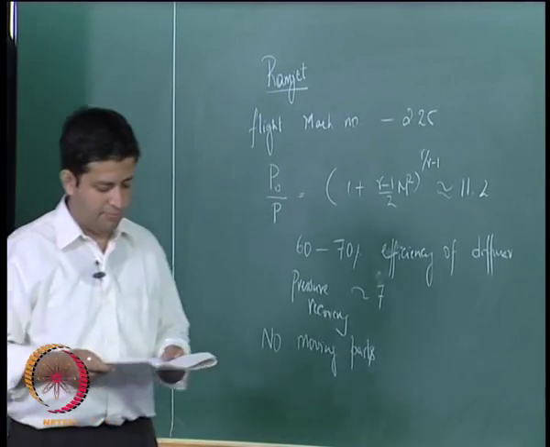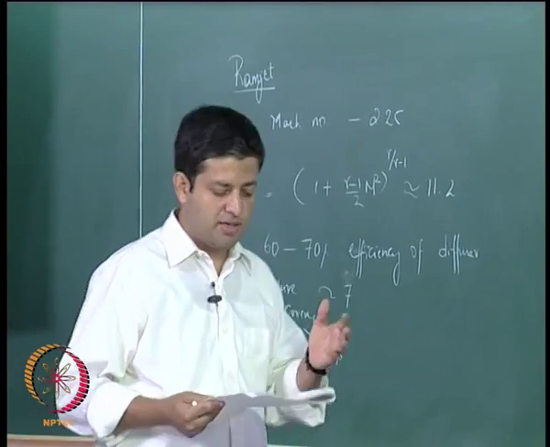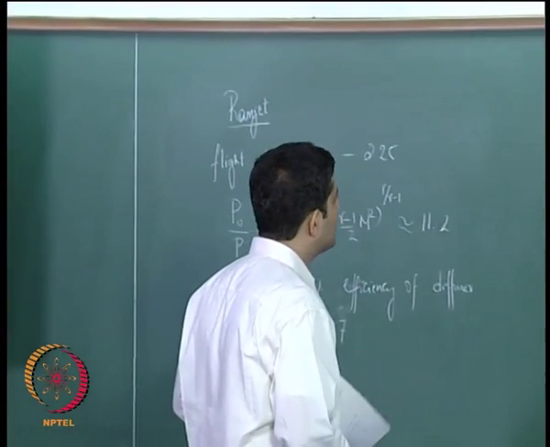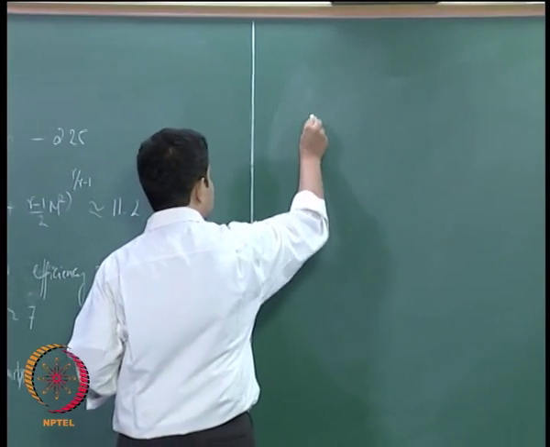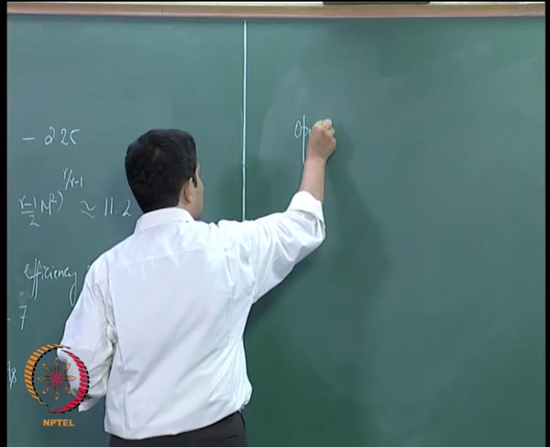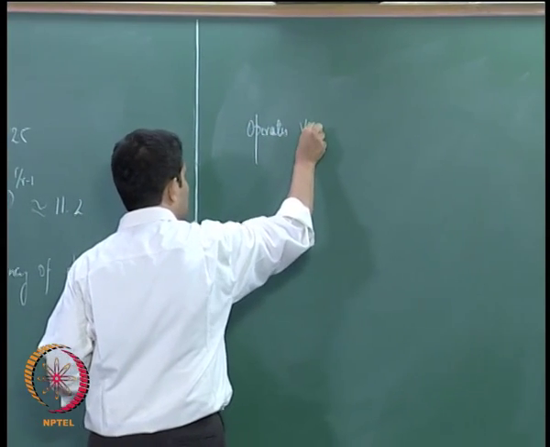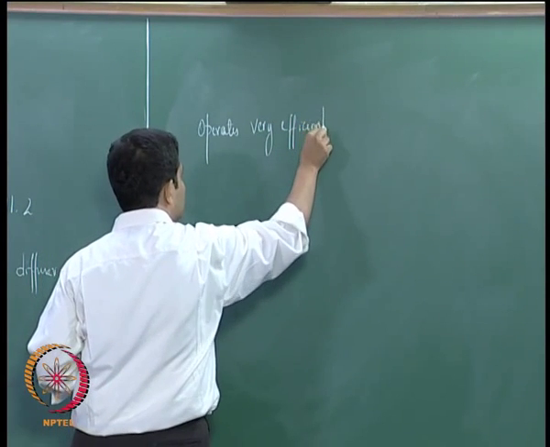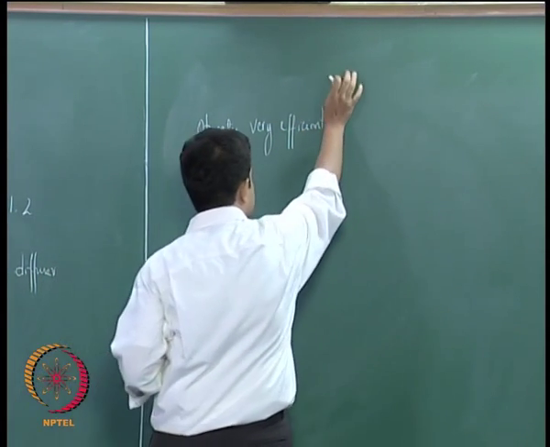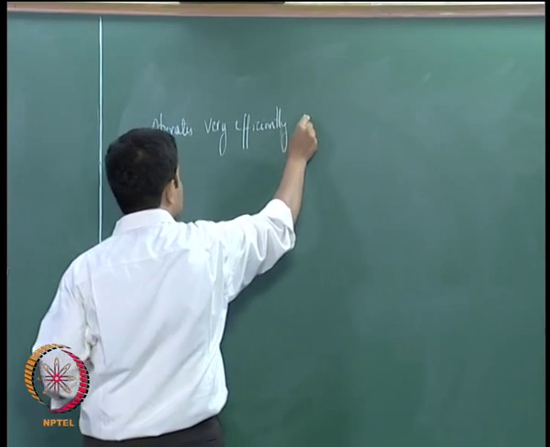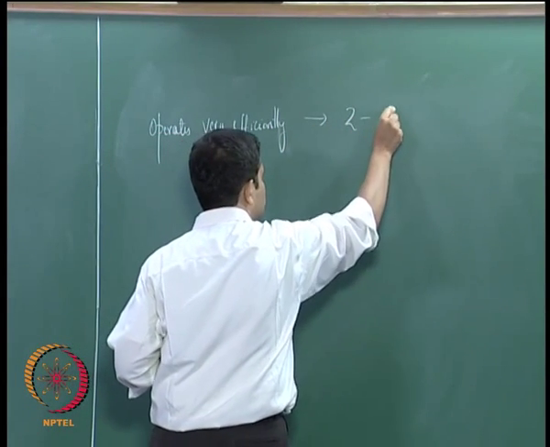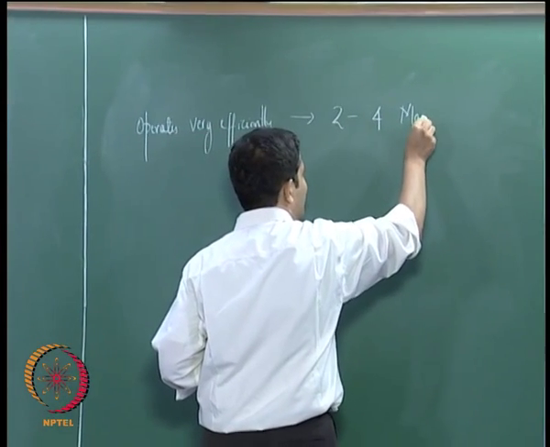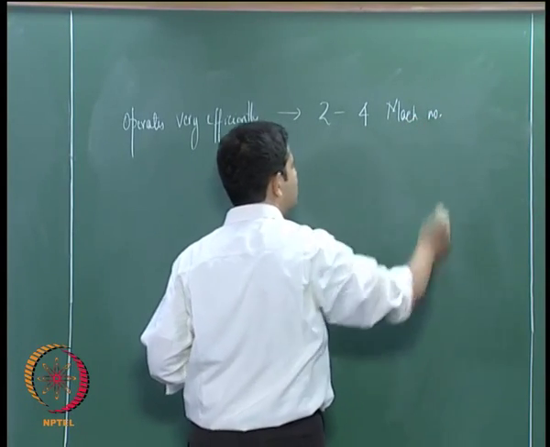And in that sense it is very simple to design. It operates very efficiently between a Mach number range of 2 to 4.